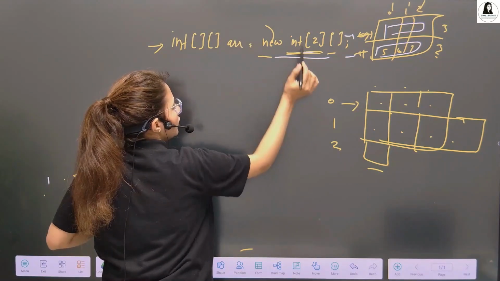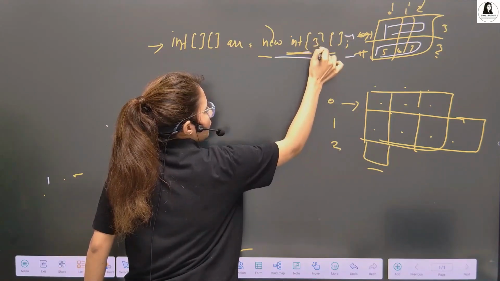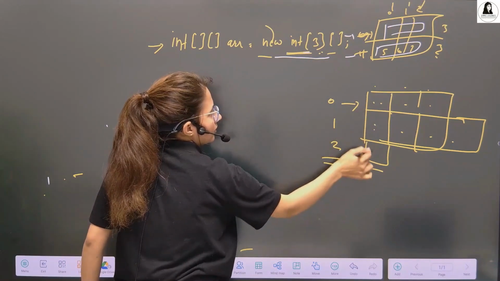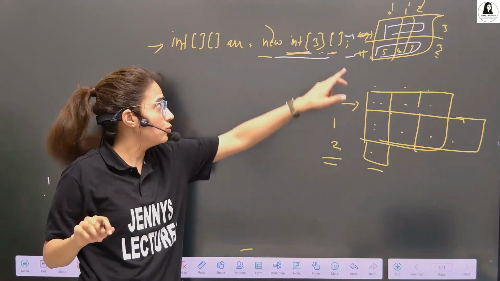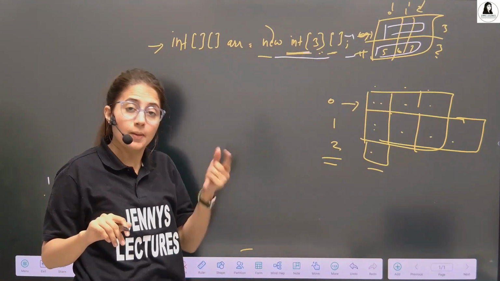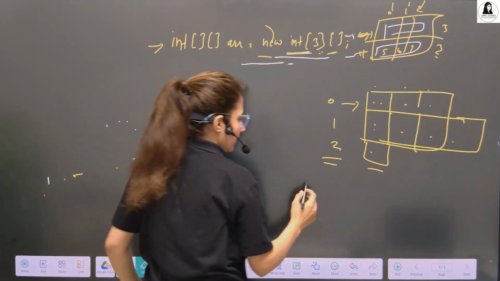ARR is equal to new this. We need only, if I take this example, 3 rows, number of columns are not fixed. For each row, number of columns are different. So I'll not specify the number of columns. But now you have to specify. Because if you write this line, what will happen?